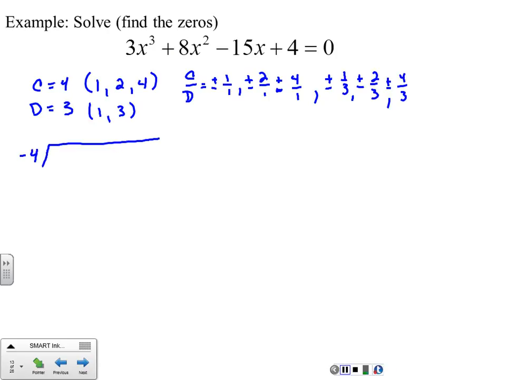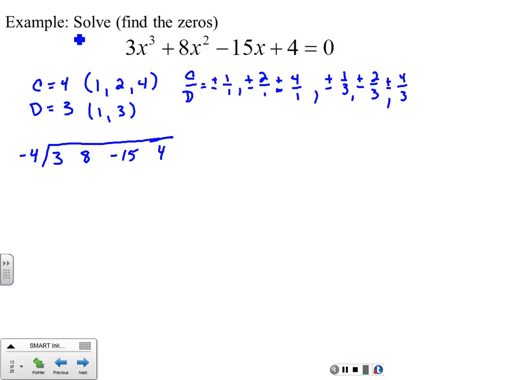So, remember, the only time you're going to take the opposite of the number that you put as your divisor is when I give you a binomial. If you're actually plugging the numbers in like this, you're not going to take the opposite. It's only when you're dividing by that binomial that you have to take the opposite. So we're actually going to try -4. Underneath we're going to have 3, 8, -15, and 4.